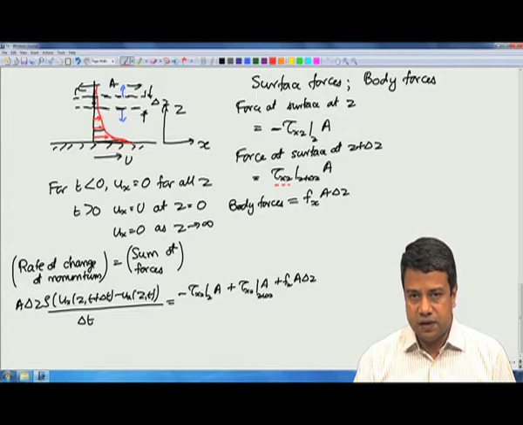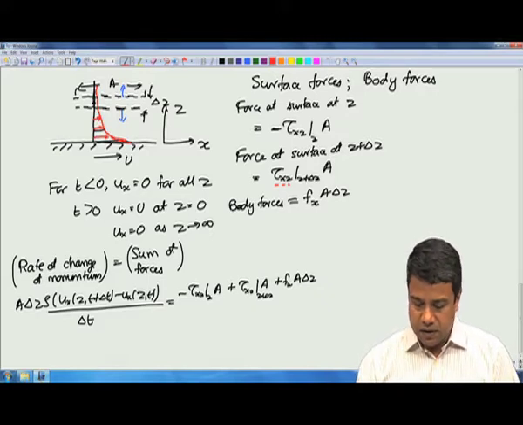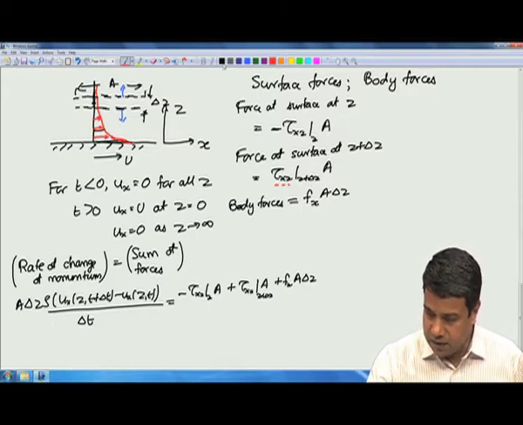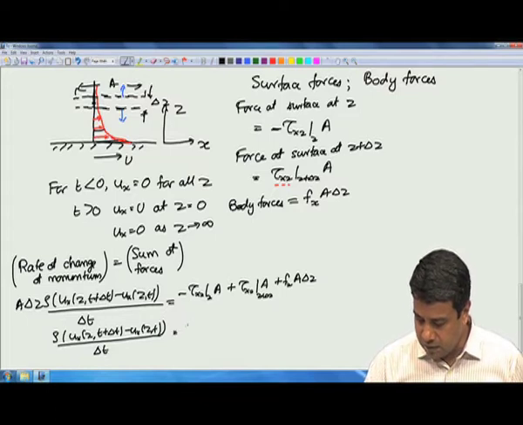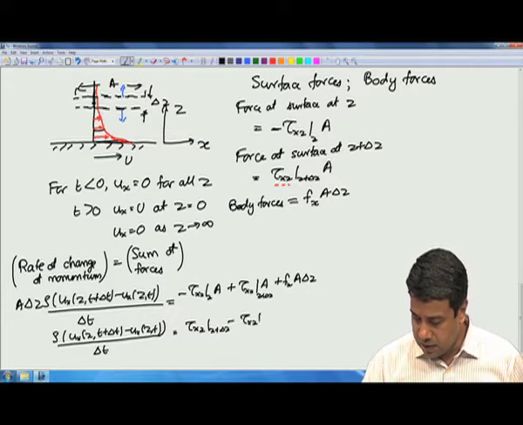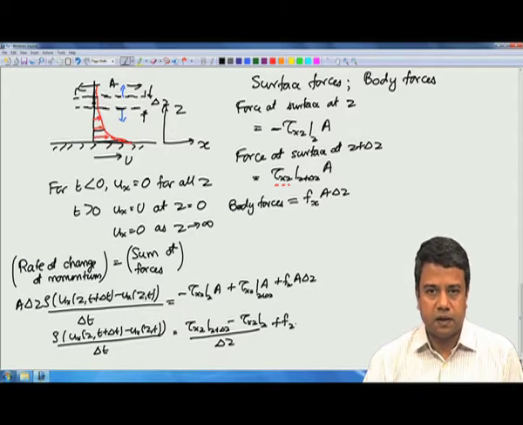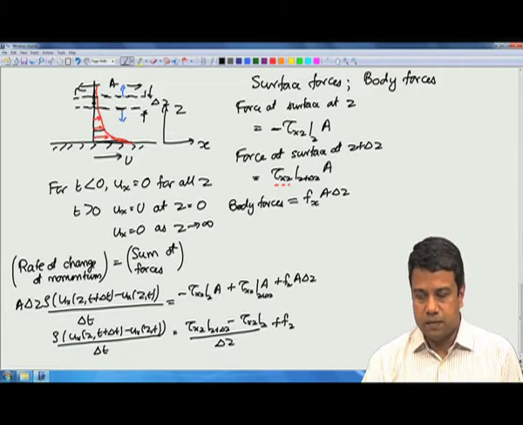Once we have this, we just have to divide throughout by the volume and take the limit as delta t, delta z go to 0. So, if I divide throughout by the volume, I will get rho into ux at z, t plus delta t minus ux at z, t divided by delta t is equal to tau x z at z plus delta z minus tau x z at z divided by delta z plus the force density. So, that is the balance equation.